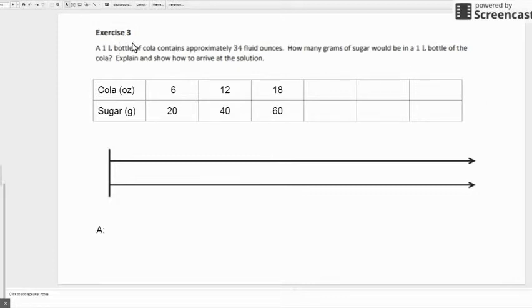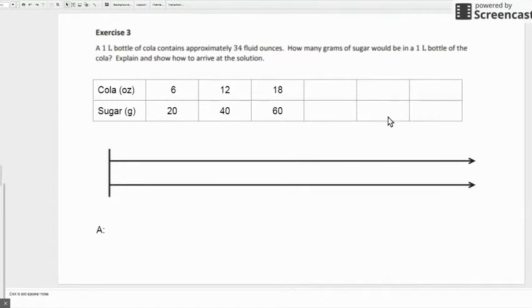Right now we're going to go over exercise 3. So let's go and look at it as I read it to you. A 1 liter bottle, L of course stands for liter, of cola contains approximately 34 fluid ounces. How many grams of sugar would be in a 1 liter bottle of cola? Explain and show how you arrived at the solution.